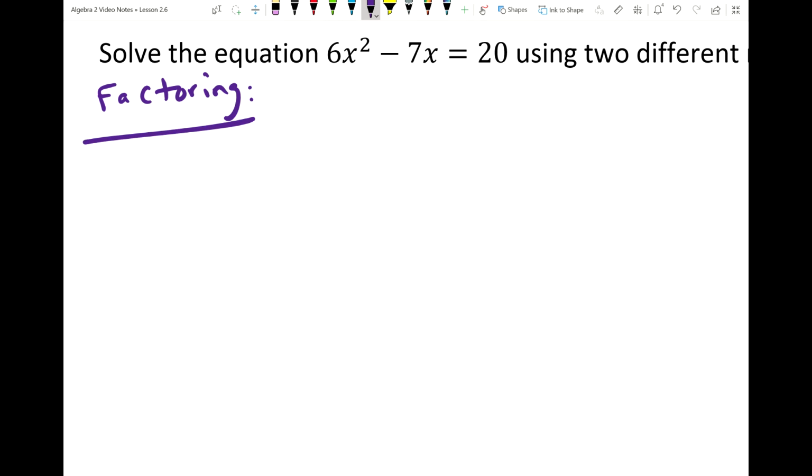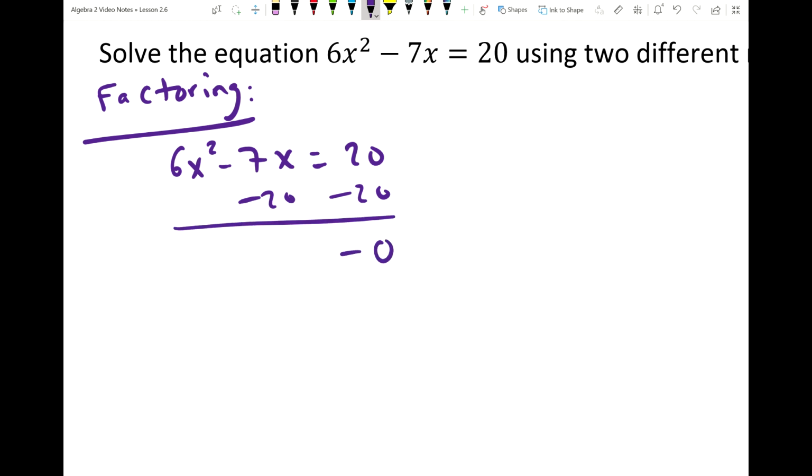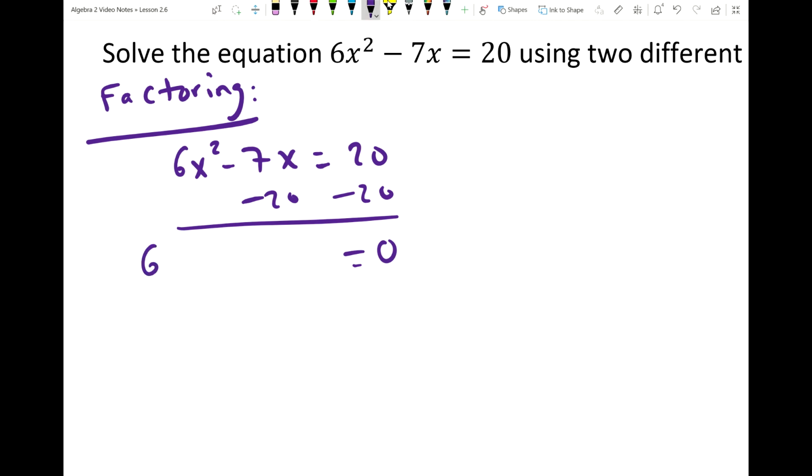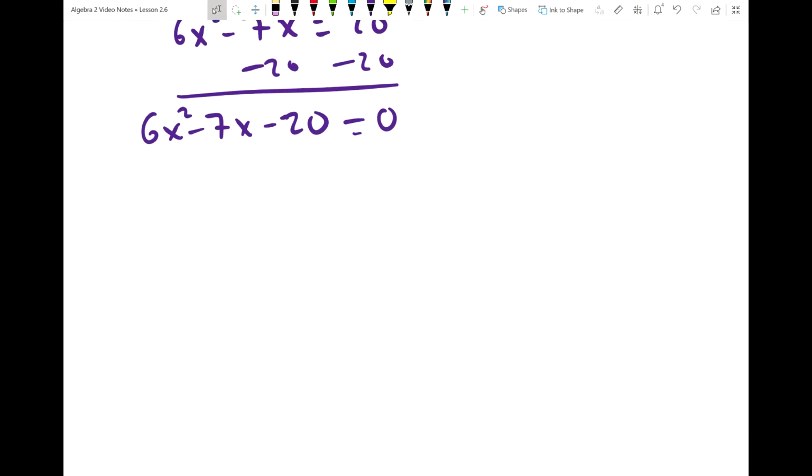So what we do, first remember that you want to make one side equal to 0. So let's rewrite the equation. And we're going to subtract 20 on both sides to make one side 0. All right, so we're going to rewrite all these next to each other. And now that's in standard form, right? So we got 6x squared minus 7x minus 20. Standard form.